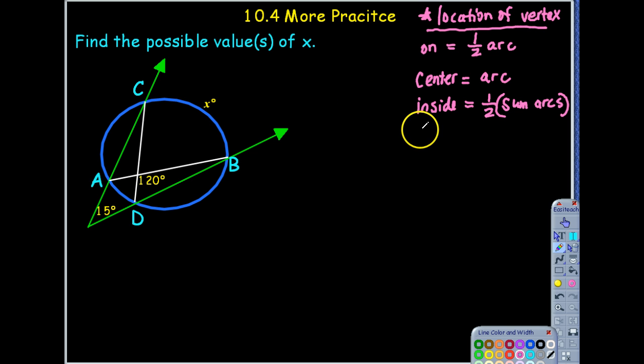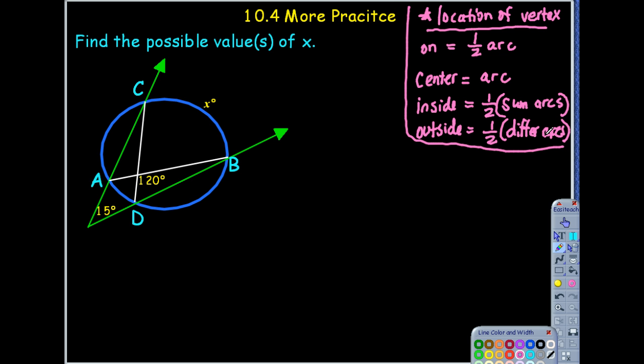And the last scenario was, if it's outside the circle, then it's going to be half of the difference of the arcs. Again, that's the larger arc minus the smaller arc, of the two intercepted arcs. So this is a good reference to think about.